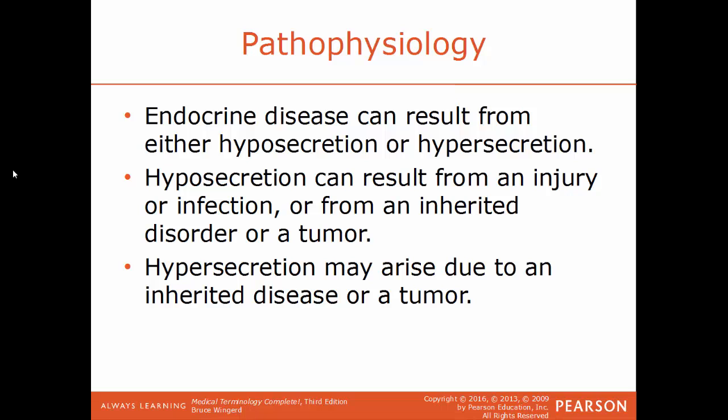All right, now we'll talk about some pathophysiology when it comes to the system. Now, diseases within the endocrine system can result from either the hyposecretion or the hypersecretion of hormones. You never want a hormone to be secreted either too much or too little. You always want to have a balance of what is needed. Now, hyposecretion can result from an injury or an infection, or from an inherited disorder or from a tumor. And hypersecretion may arise from an inherited disease or a tumor.